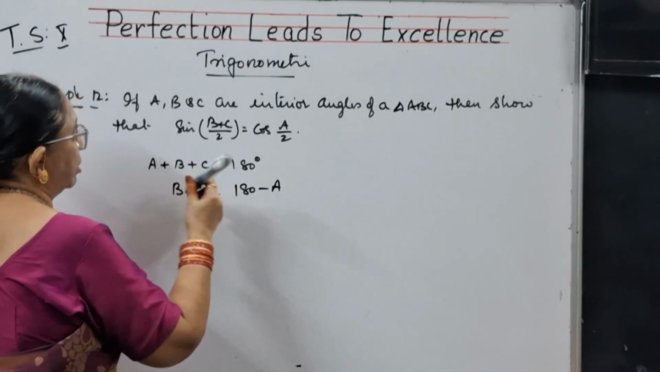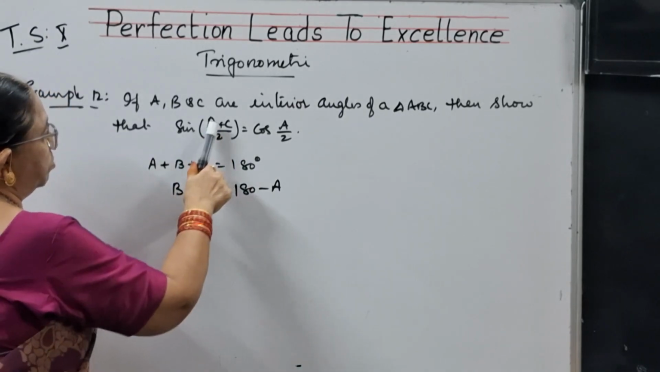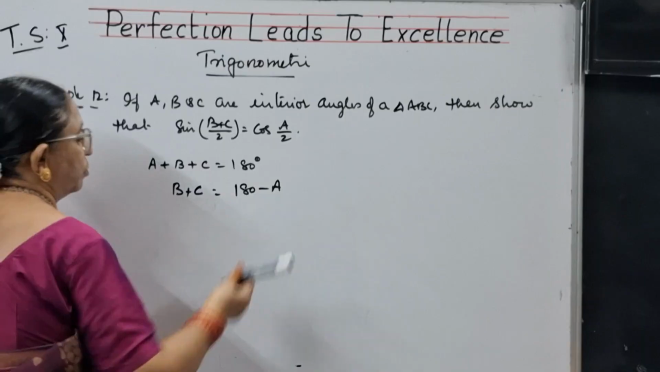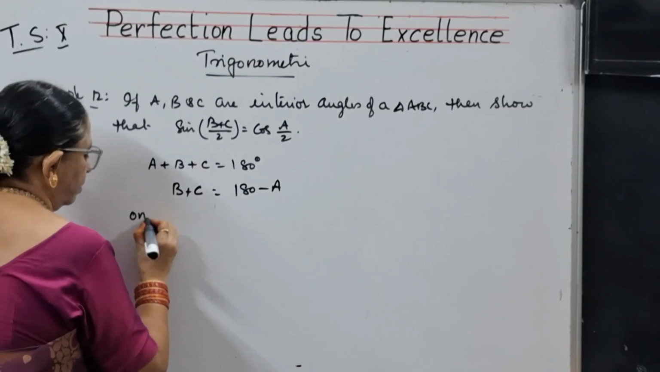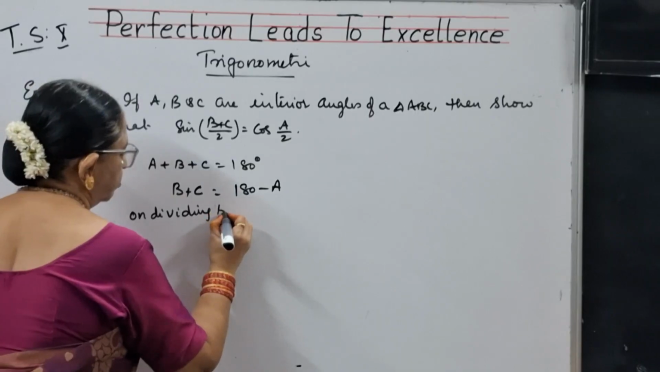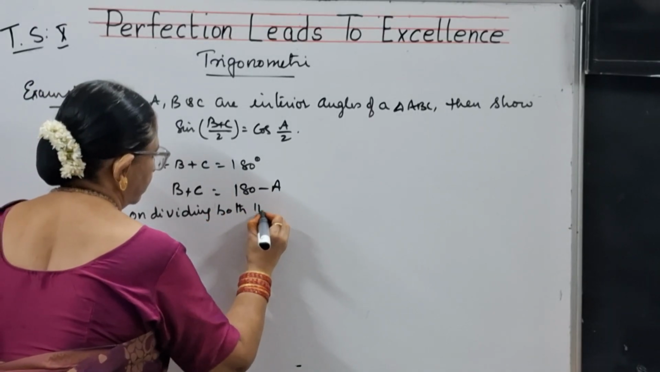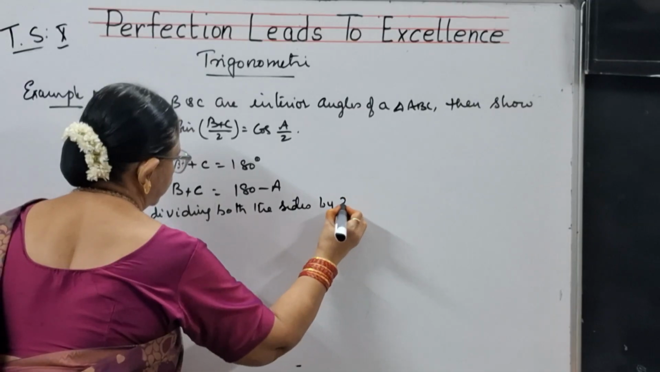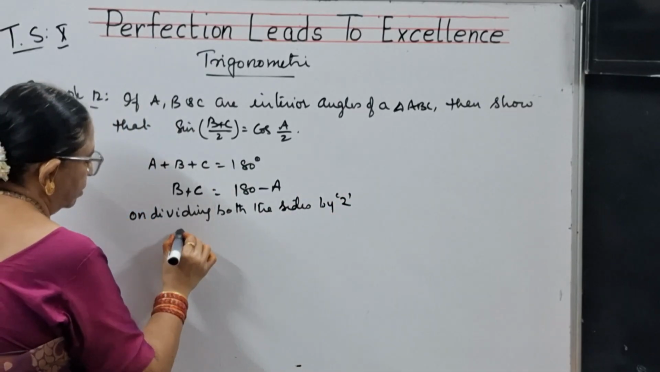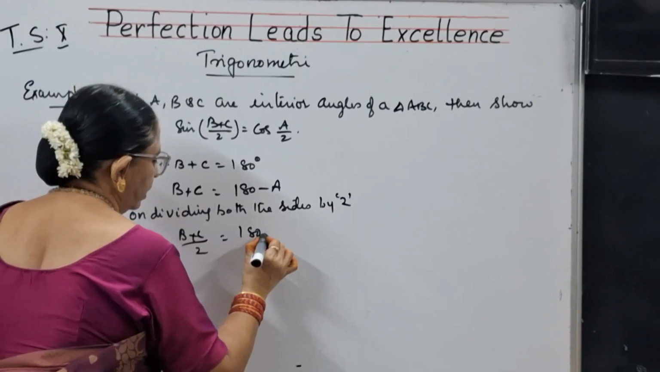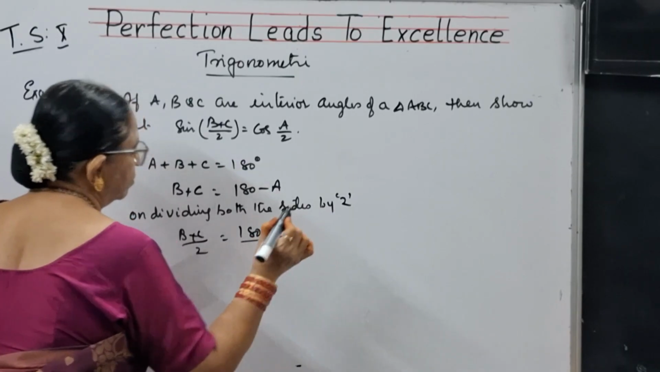Why did I send A? Because in the problem you have B plus C, so B plus C should be on the left side and A should go to the right side. Now, on dividing both the sides by 2, what are you getting? B plus C by 2 is equal to (180 minus A) by 2.